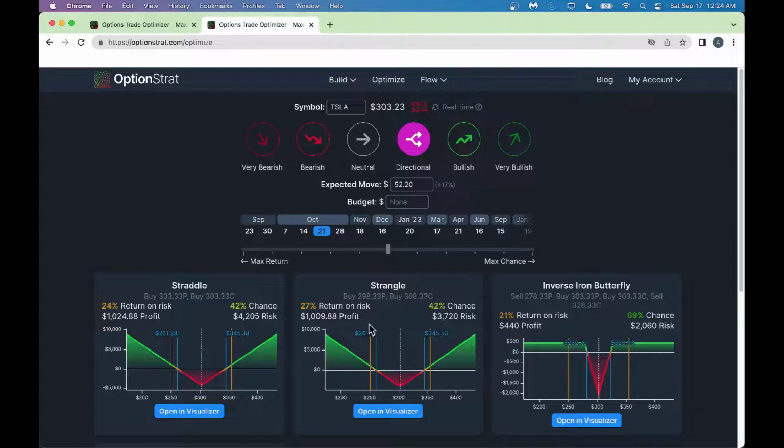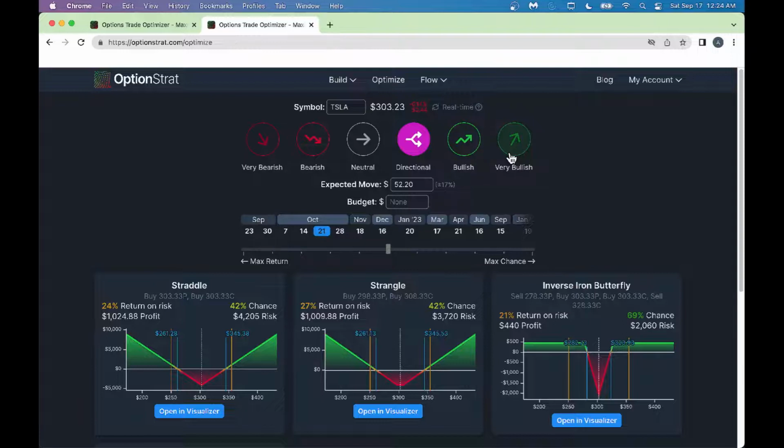Straddle, strangle, like many of you know here, these are a little more risky strategies. And then you got inverse iron butterfly, nice 69% chance of success. You could go with that also. Look, risk is very low in this strategy, and you got some profit here. And you got bullish and very bullish strategies.